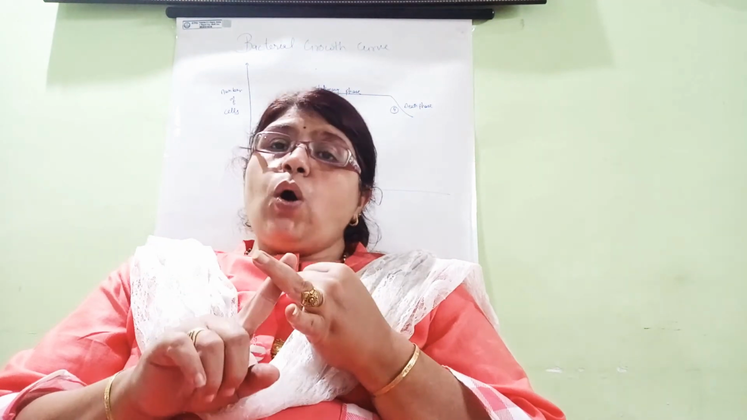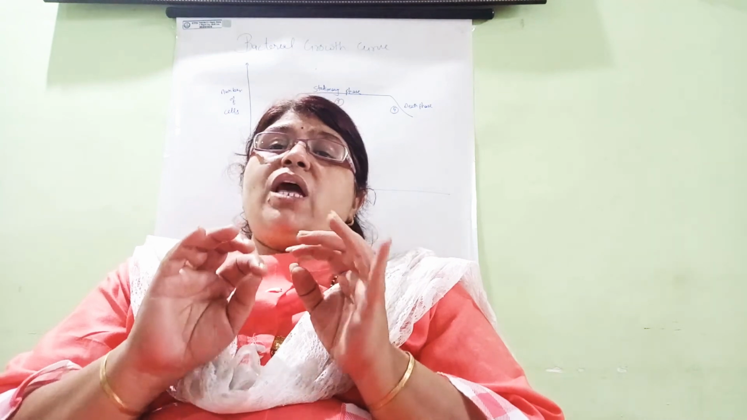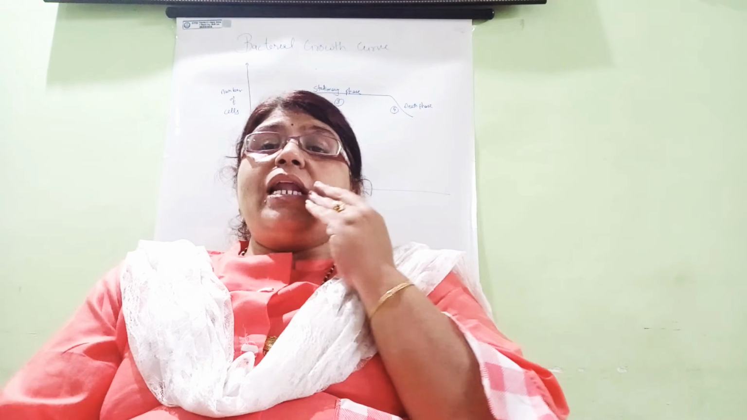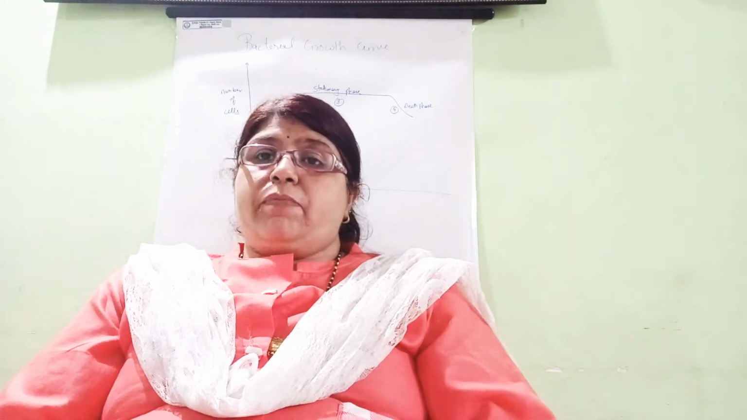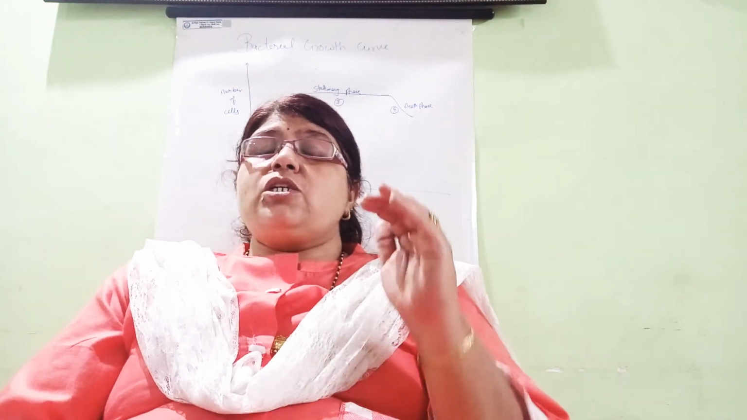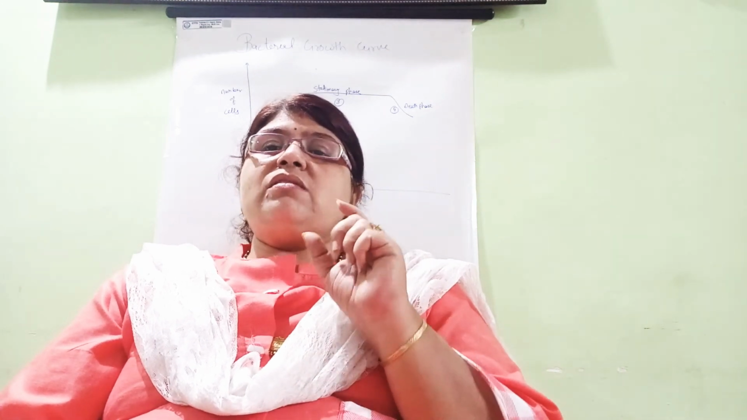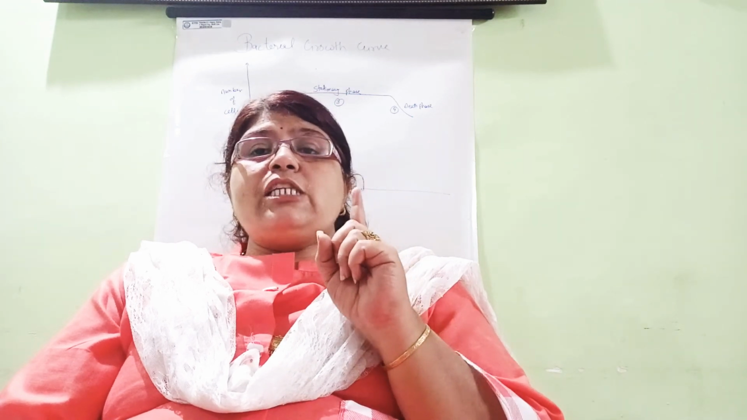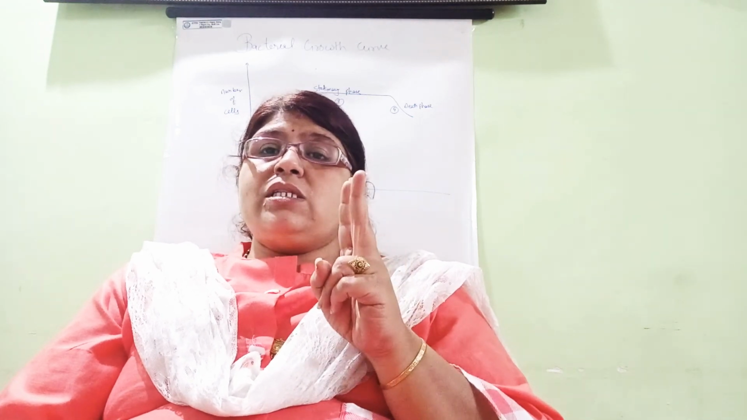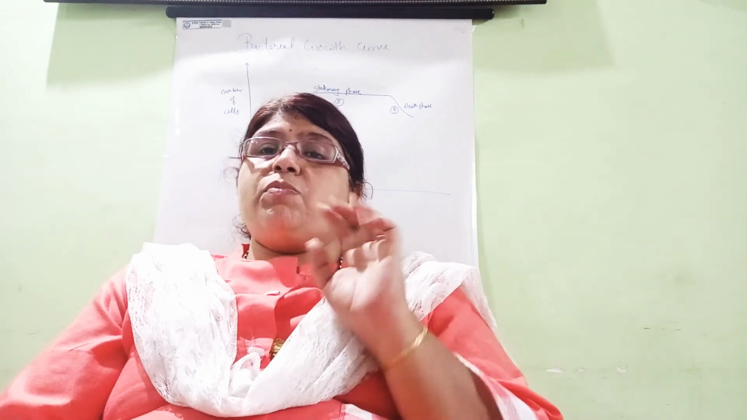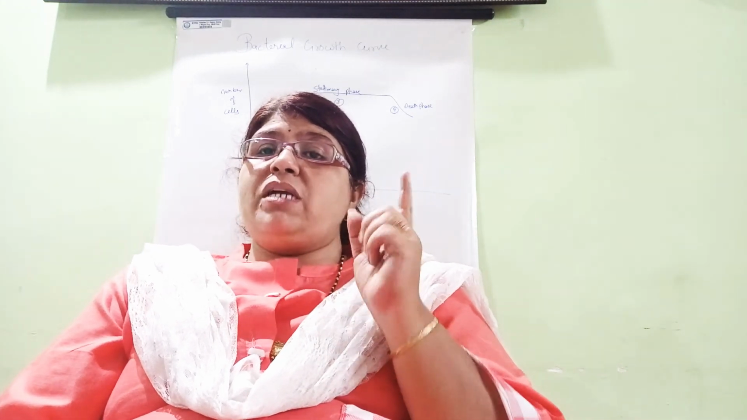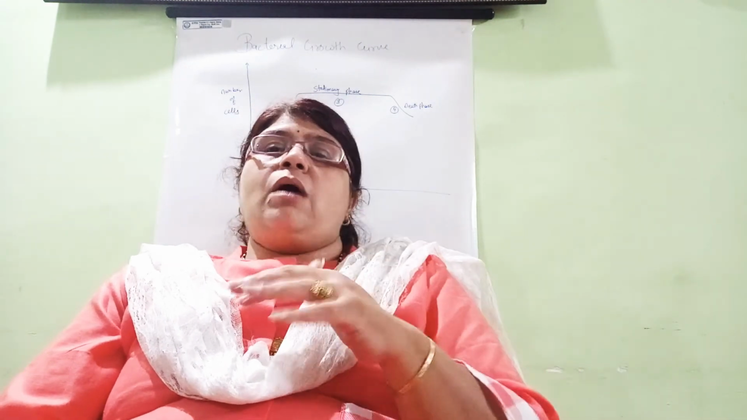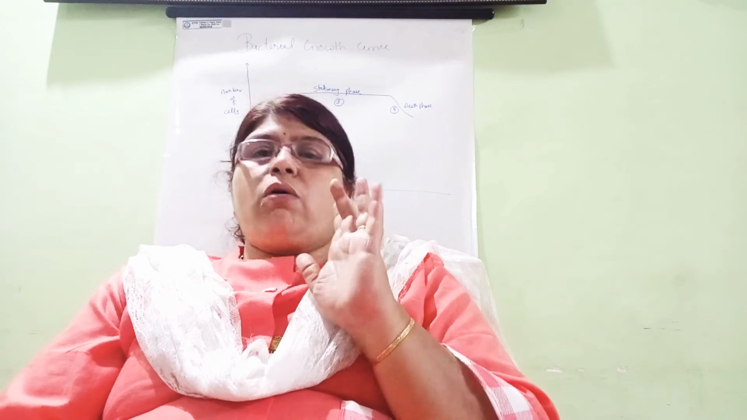Second phase is the log phase, which is also known as exponential phase. In this phase, the cell number increases exponentially. Exponentially means 2 to the power n, where n represents the number of generations. For example, from 1 cell, 2 cells are produced, from 2 cells, 4 cells are produced, from 4 cells, 8 cells are produced, from 8 cells, 16 cells. In this way, there is an exponential increase in the number of cells during the log phase.